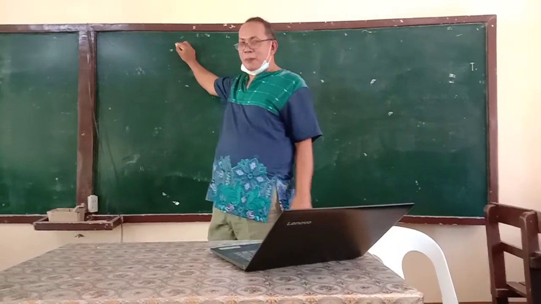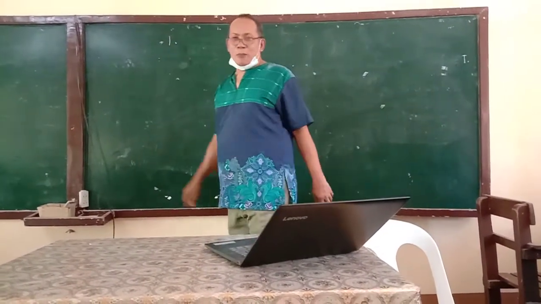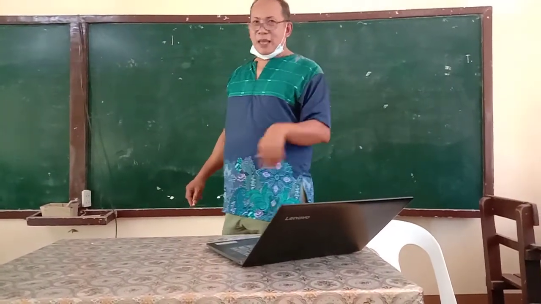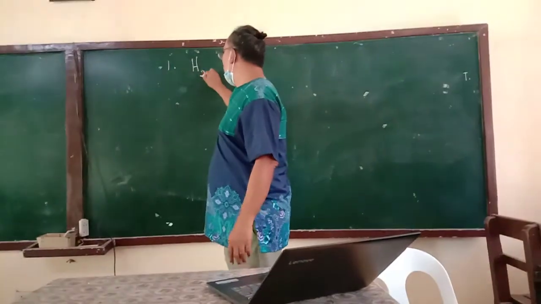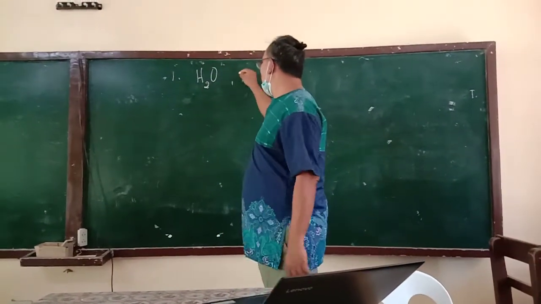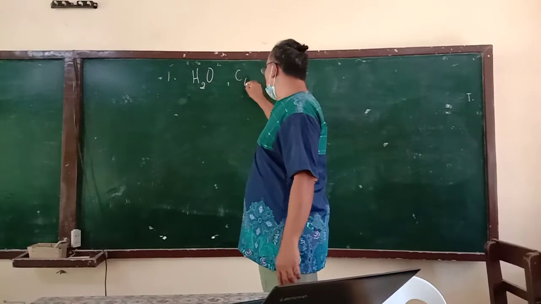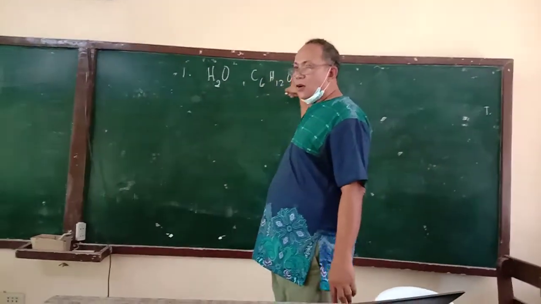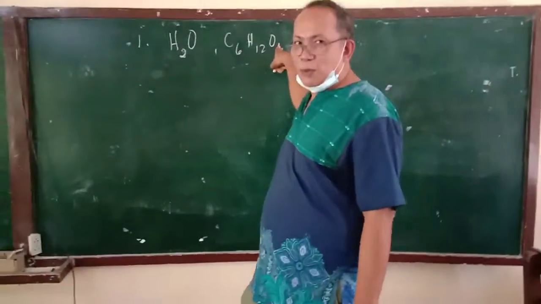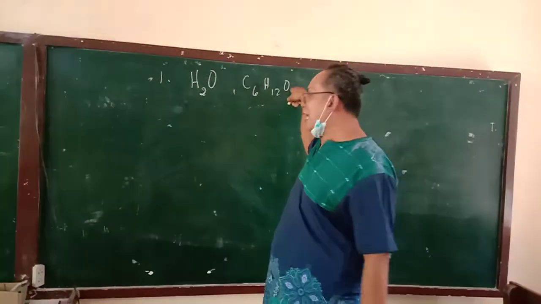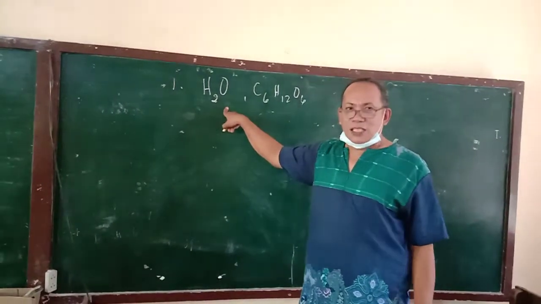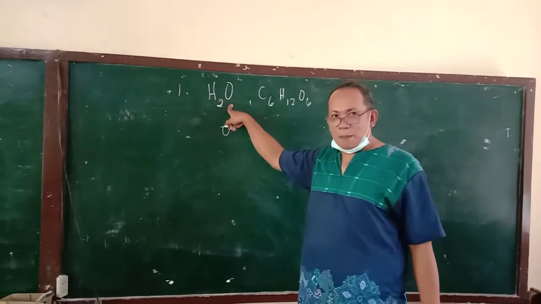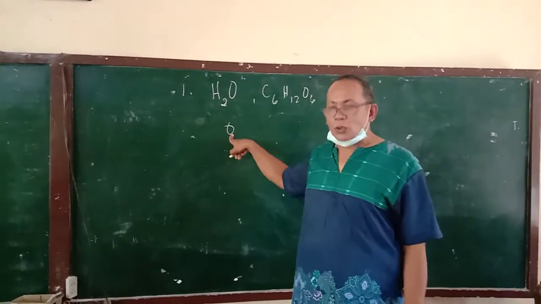Find the oxidation number. First rule: if it is a molecule, meaning it is a combination of all nonmetals, for example water and C6H12O6, so it is all carbon, hydrogen, and oxygen. Therefore, this is a molecule. Automatic, the total oxidation number is 0. You don't need to find the oxidation number of each element. Automatic, the total is 0.